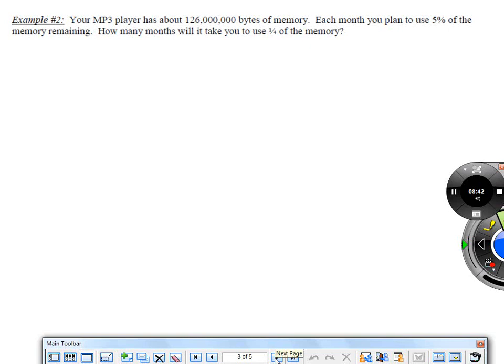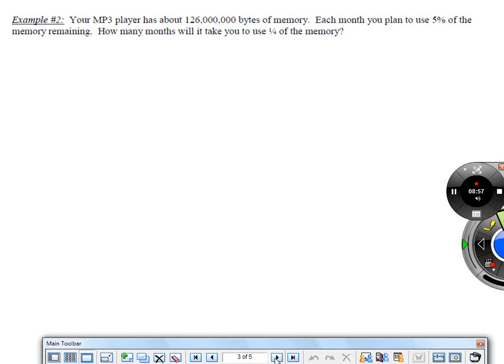All right, so here is a small application problem. Your MP3 player has about 126 million bytes of memory. Each month you plan to use 5% of the memory remaining. How many months will it take you to use a quarter of the memory?